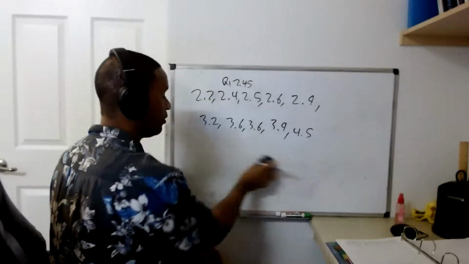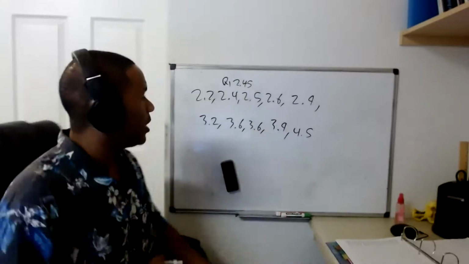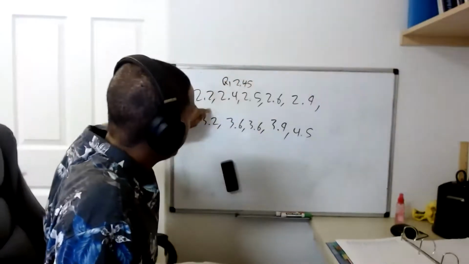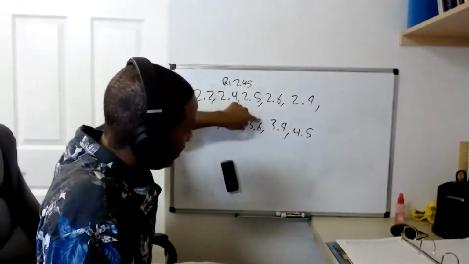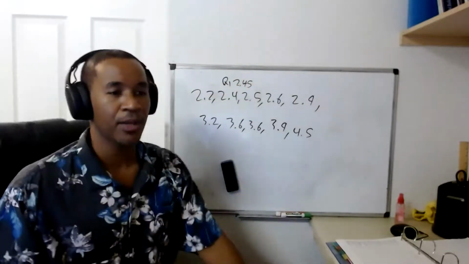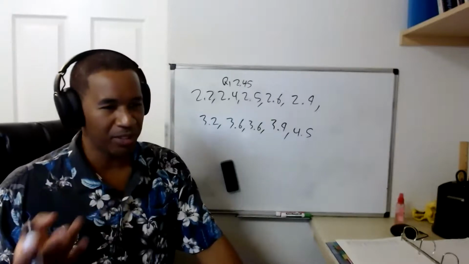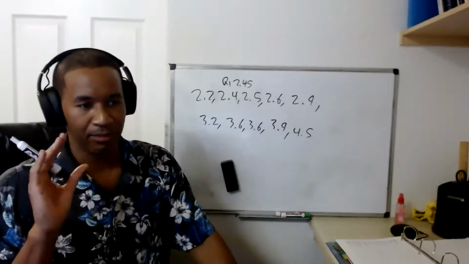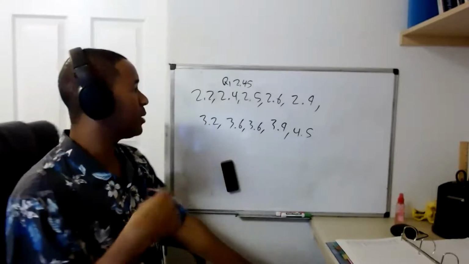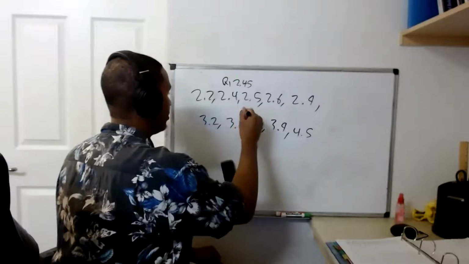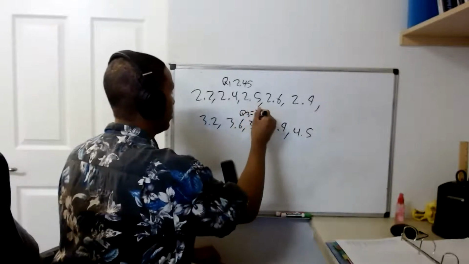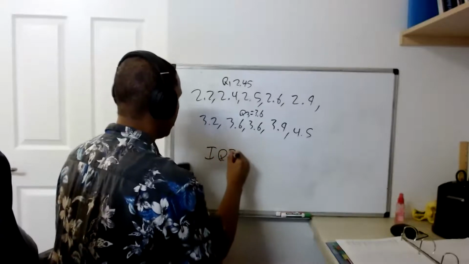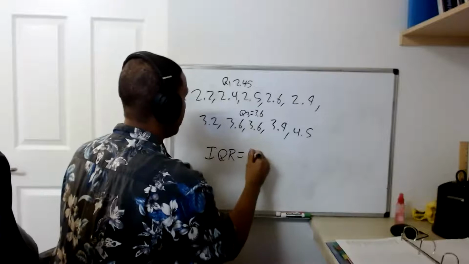Now, 7.5 is not Q3, right? We can count over to the 7.5th number. 1, 2, 3, 4, 5, 6, 7. This is 7, this is 8. They're both 3.6. So because they're both 3.6, I really don't need to add them together and divide by 2, because 3.6 plus 3.6 gives me 3.6. So my Q3 is 3.6. So to find my IQR, I'm going to take Q3 minus Q1.